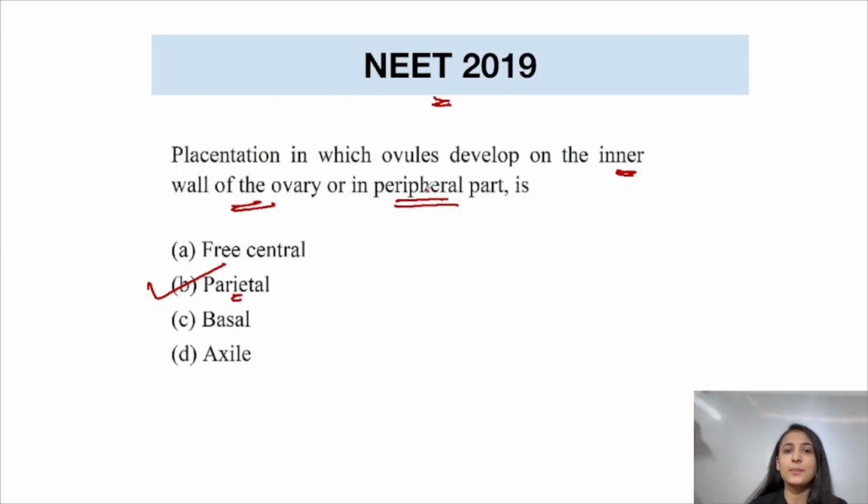Make it a habit of learning the keywords in all of the concepts. Whatever concept you study, each concept would have certain keywords. So focus on the keywords, try to remember them, because it would make your recollection of that concept that much faster. So the answer to this question is option number B, parietal placentation, because in it the ovules are present towards the inner wall of the ovary or towards the boundaries of the ovary, which is also known as the peripheral part. So options A, C and D are incorrect.